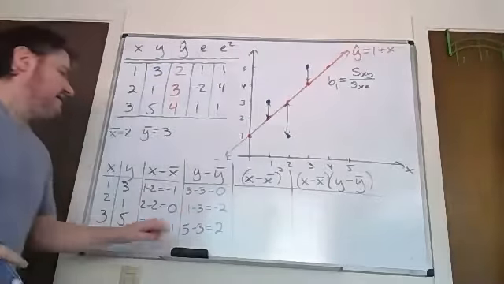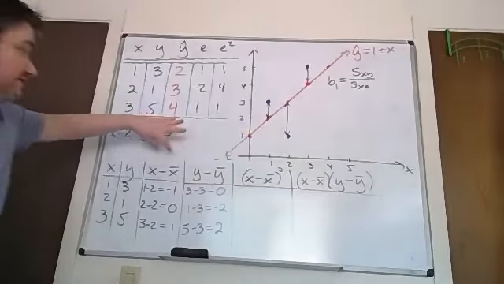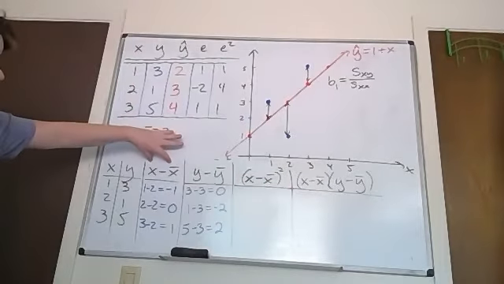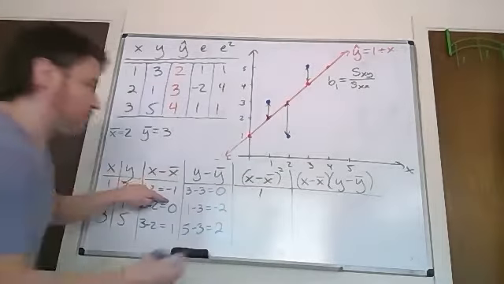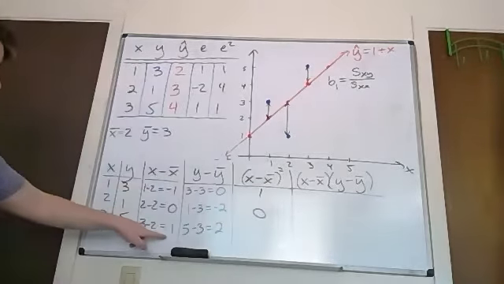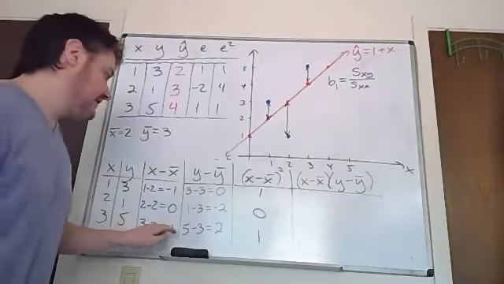Okay. Now let me do these columns. So this one, I'm just squaring whatever's in this column, right? So these deviations squared. So -1 squared is 1. 0 squared is 0. And then +1 squared is another 1. Okay, so we've got those things.